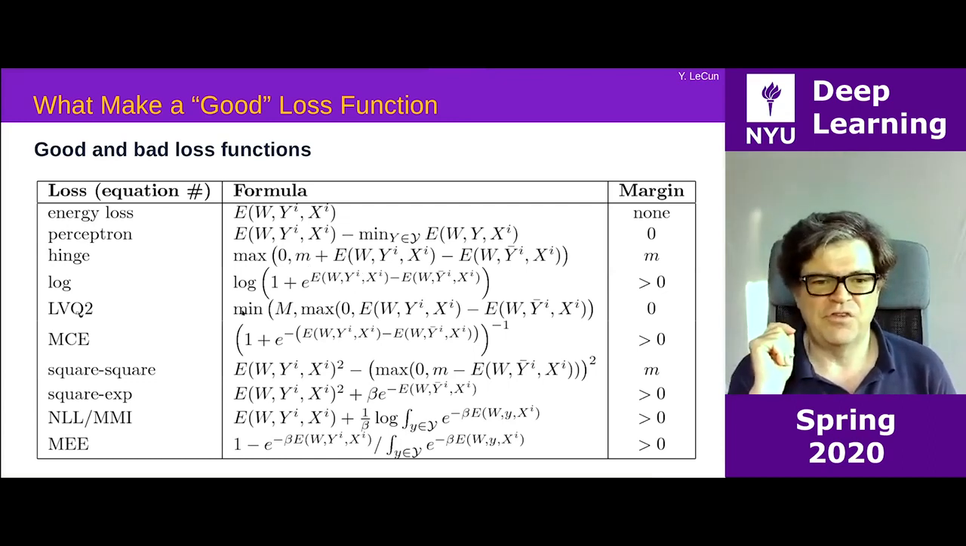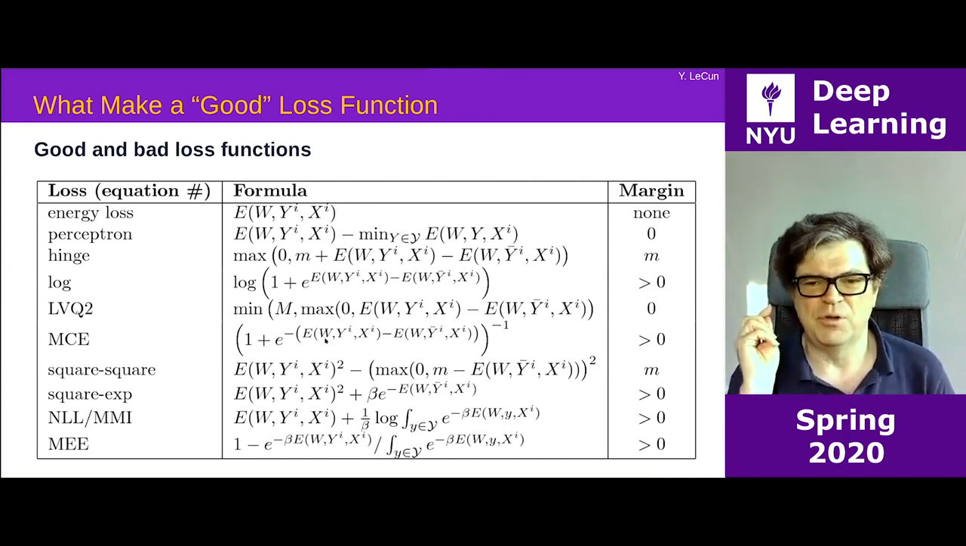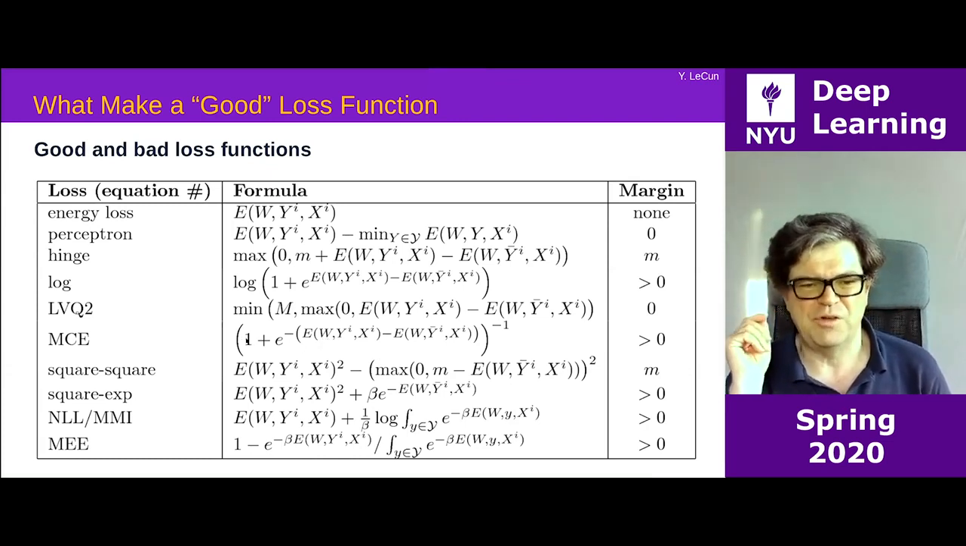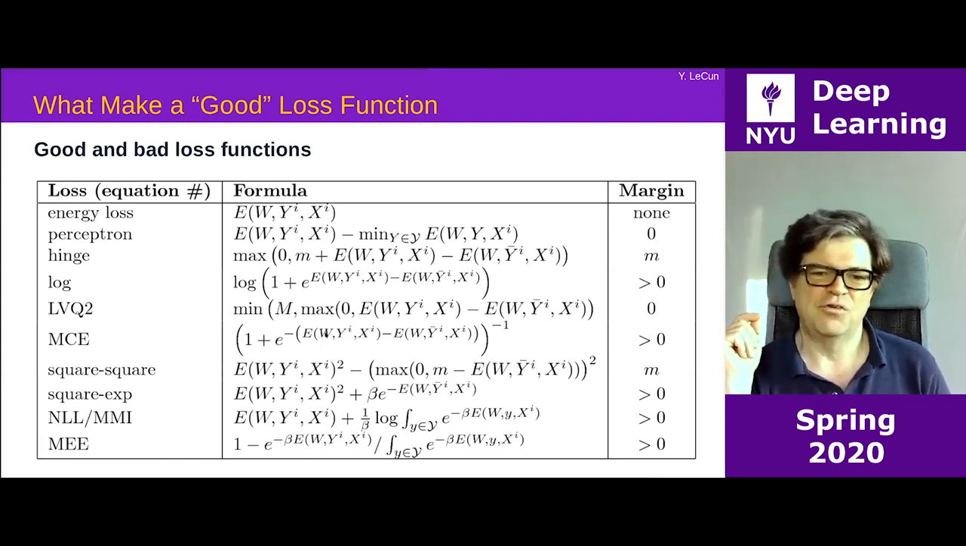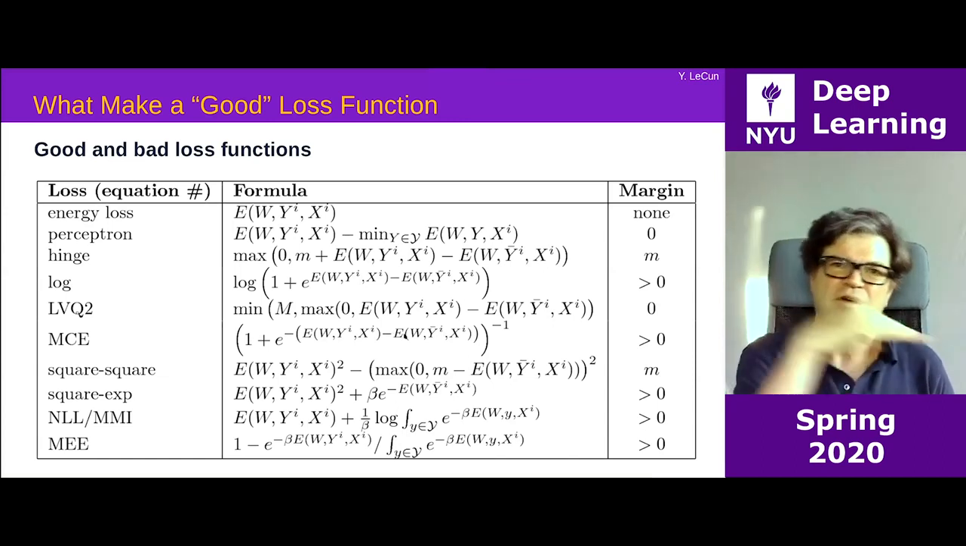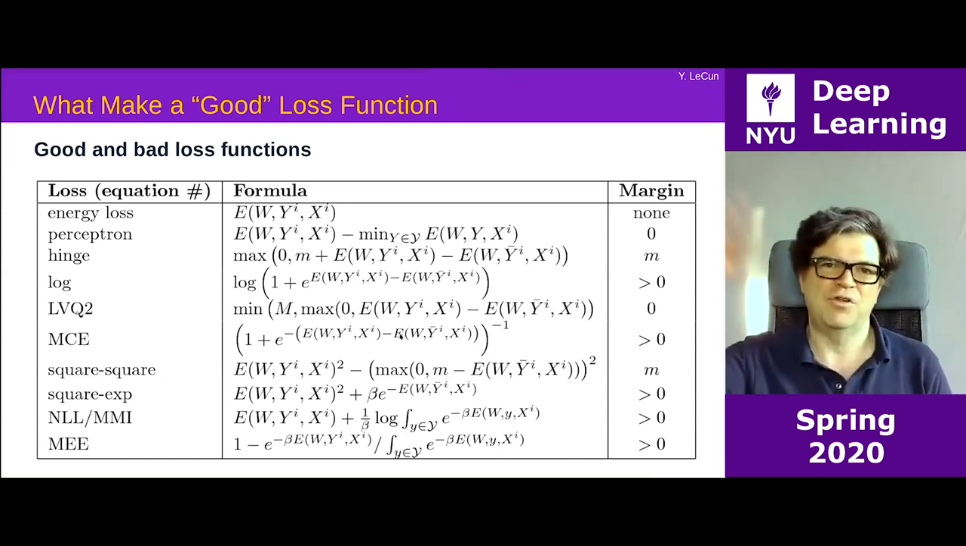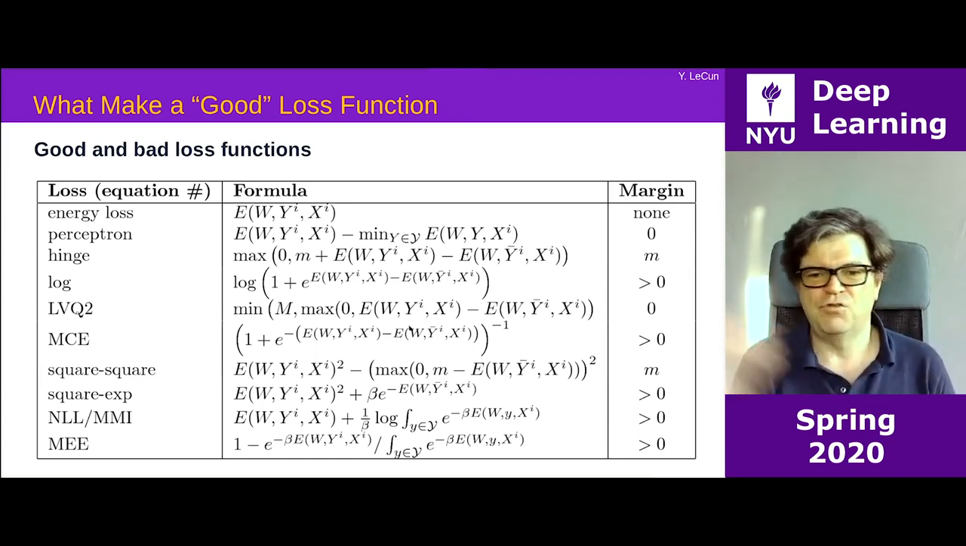And this is the kind of objective that Driancourt and Bottou used. It looks very similar. This is something called MCE that people in speech recognition produced. It looks a bit like a sigmoid. You take the difference between the energy of the correct answer and the energy of incorrect answers, and you plug them into a sigmoid, right? It's 1 over 1 plus exponential minus blah, blah. So it basically wants to make that difference small, but then it doesn't care if it's too small. And if it's too large, it kind of gives up.